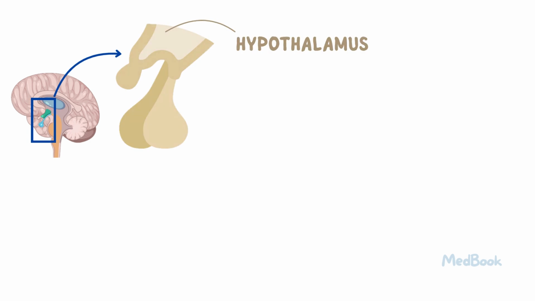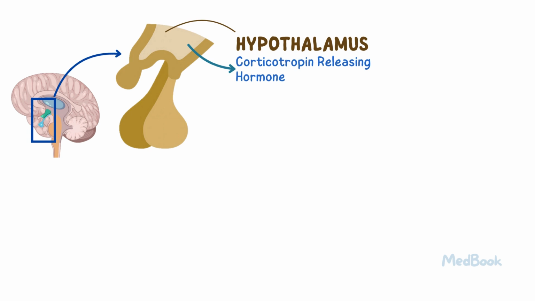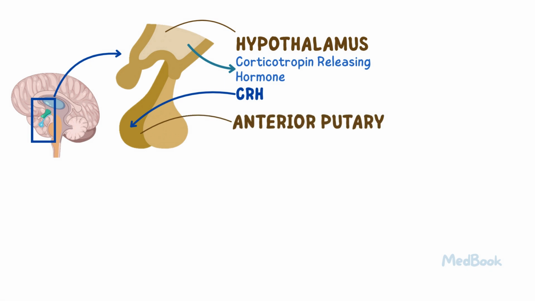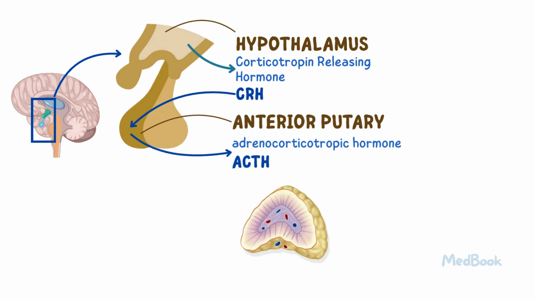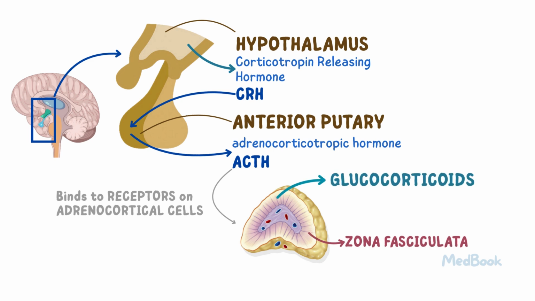Normally, the hypothalamus, located at the base of the brain, secretes corticotropin-releasing hormone, known as CRH, which stimulates the anterior pituitary gland to secrete adrenocorticotropic hormone, known as ACTH. ACTH then travels to the pair of adrenal glands and binds to the ACTH receptors on adrenocortical cells. This causes the adrenocortical cells to release the glucocorticoids from the zona fasciculata, which have powerful anti-inflammatory and metabolic effects.